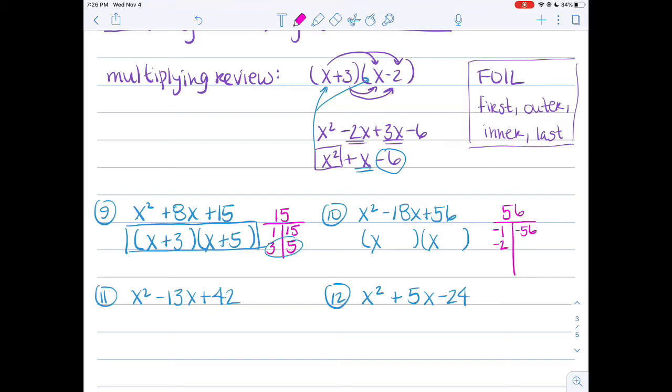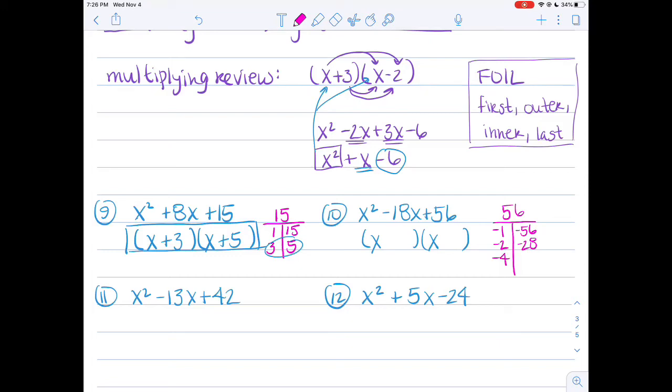Negative 2 will divide into 56 negative 28 times. 3 will not divide evenly. How do I know that just at first glance? Remember that your rule for dividing by 3 is if you add the two digits together, so 5 plus 6 is 11, that's not divisible by 3, so the overall 56 is not divisible by 3.